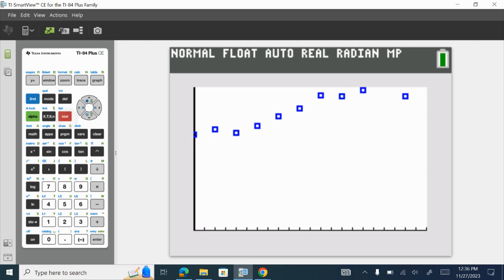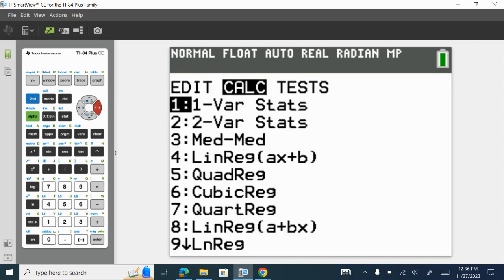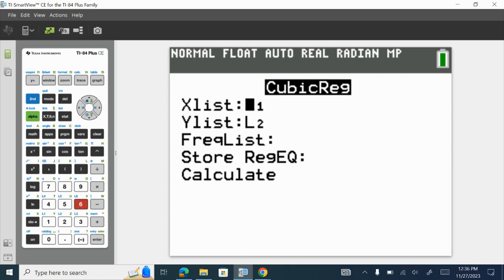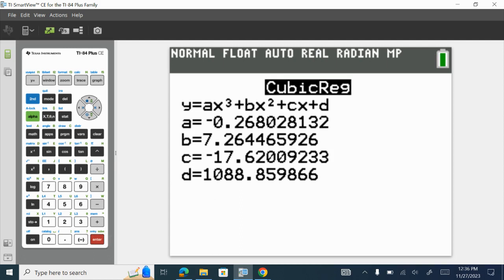Okay. So let's do stat. Calculate. Let's calculate the cubic regression. Okay. Round to about two or three places on my paper. I did 2 places. So we're going to test this. How am I going to test it? I'm going to put it into y equals.